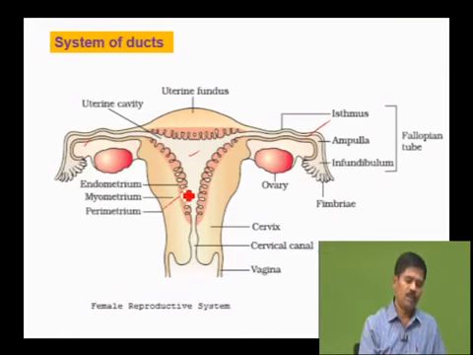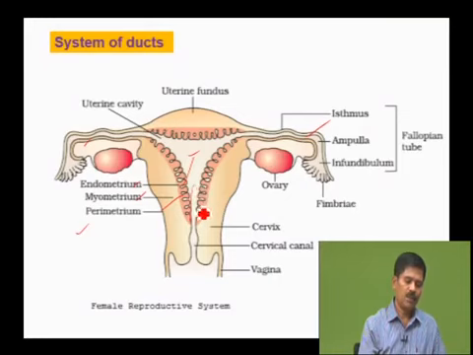The wall of the uterus is differentiated into three layers, namely outer perimetrium, middle myometrium, and inner endometrium. The inner lining of the uterus is the endometrium. This is the site for implantation of the embryo.